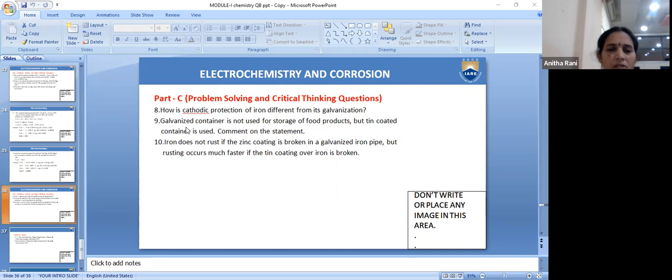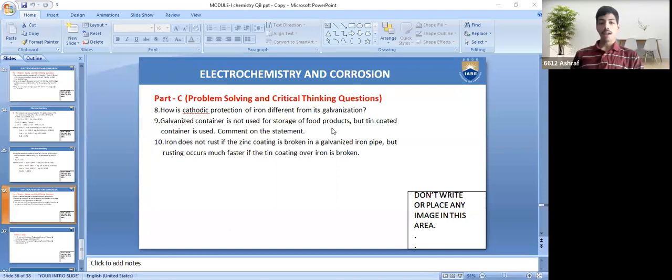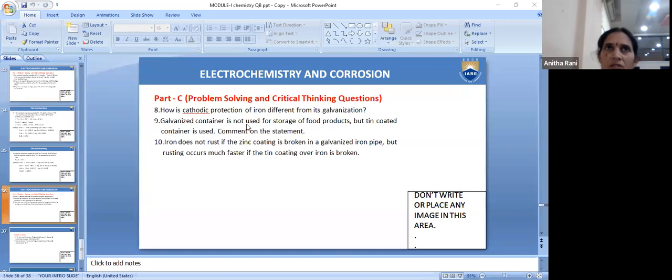Now the ninth question: a galvanized container is not used for storage of food products, but a tin coated container is used. Comment on the statement. What will you write as the reason? A galvanized container is not used for storage of food products. Ma'am, galvanized containers are not that resistant to heat, so they are not used. No, not heat resistance.